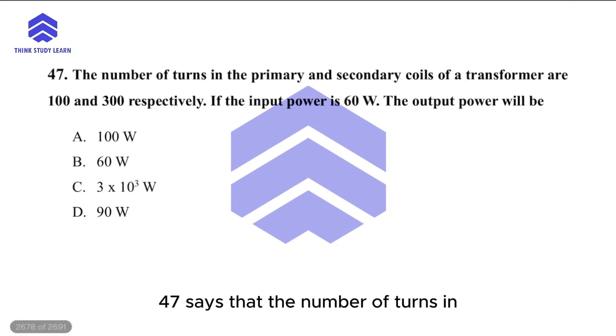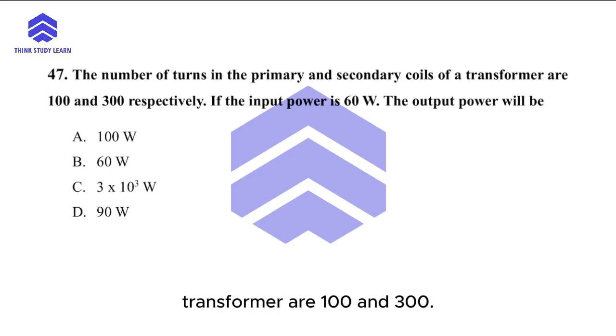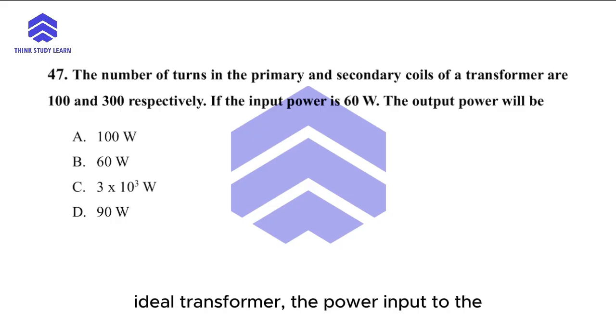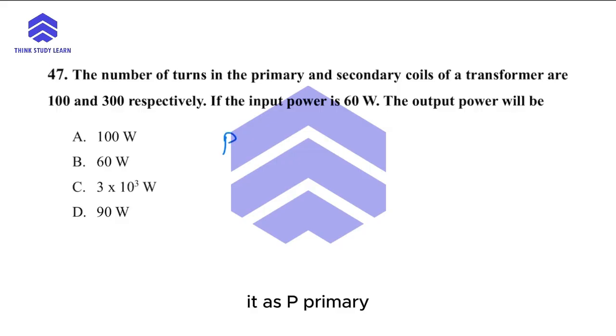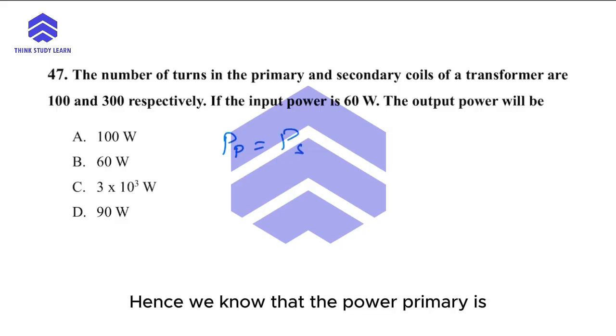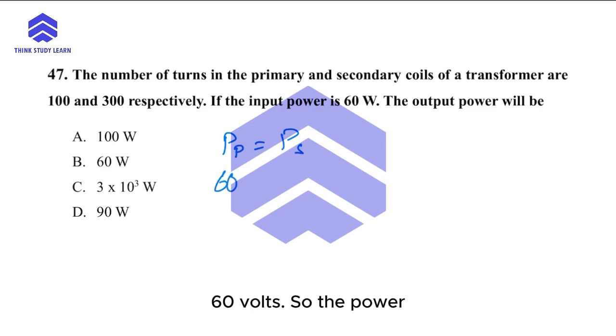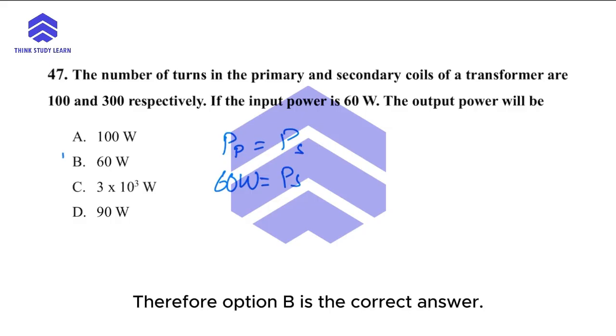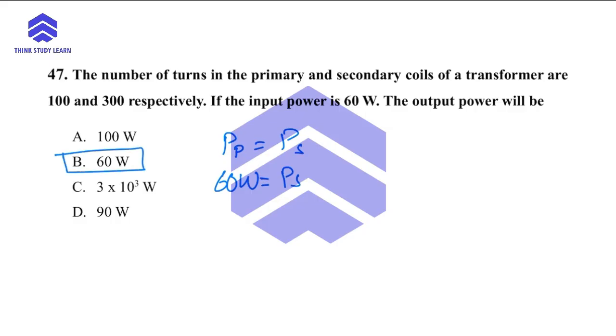Question 47 says that the number of turns in primary and secondary coil of a transformer are 100 and 300. If the input power is 60 watt, the output power will be. In an ideal transformer, the power input to the primary coil is equal to the power output from the secondary coil. So we can write P primary is equal to P secondary. Hence, we know that the power primary is 60 watt. So the power secondary will also be 60 watt. Therefore, option B is the correct answer.